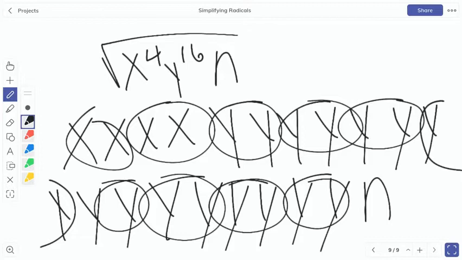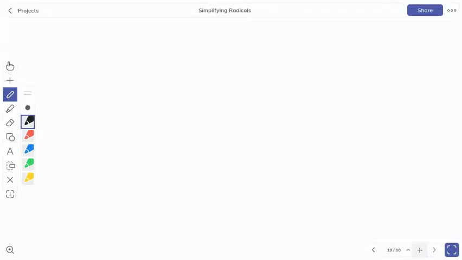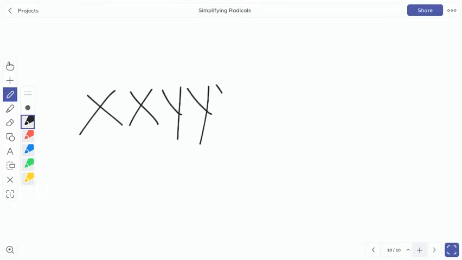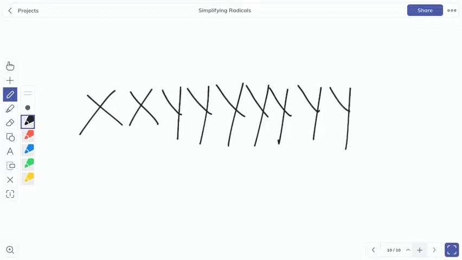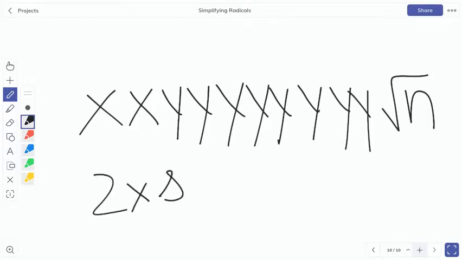The pairs can come out of the square root. So we have square root n. This means that we have 2 pairs of x's, 8 pairs of y's, and 1 n, which we can rewrite as 2x, 8y, square root of n. Let's look at another one.